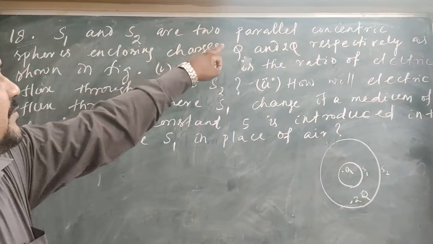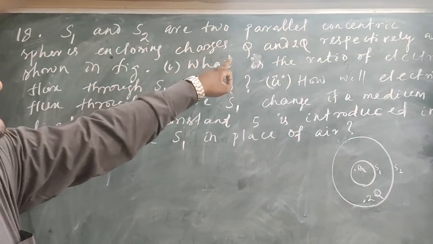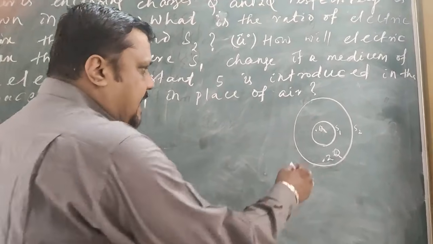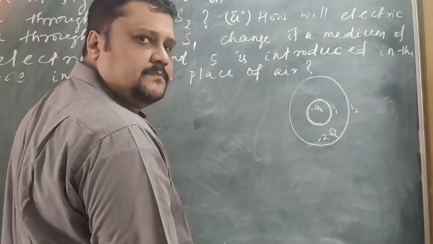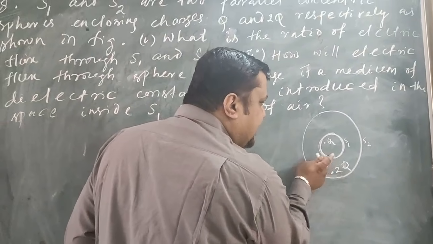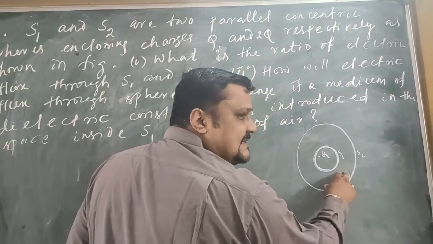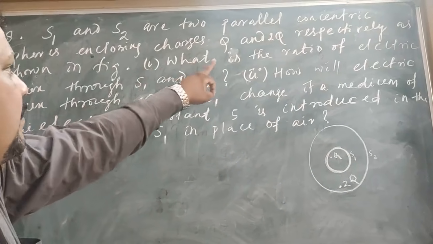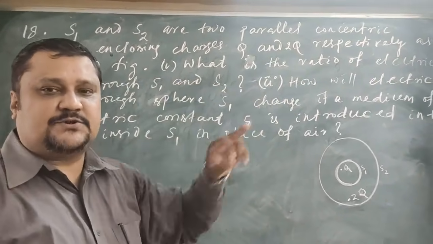S1 and S2 are two parallel concentric spheres enclosing charges Q and 2Q respectively, as shown in the figure. S1 is a sphere enclosing charge Q, and S2 is another sphere enclosing charge 2Q. The space between S1 and S2 is enclosed by a charge 2Q, as given in the figure. Now the first question is: what is the ratio of electric flux through S1 and S2?